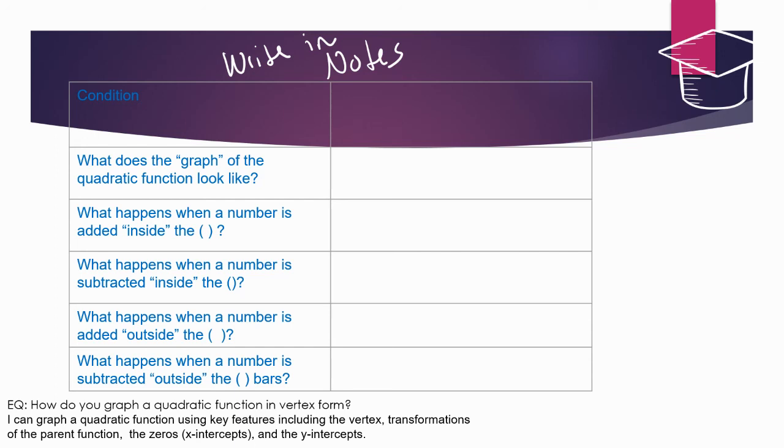So you should know, what does the graph of a quadratic look like? What happens when the number is added inside? So basically, if we had an x plus 3 squared, what would that look like? What if we have it subtracted, x minus 3 squared? What does that do to the graph? What happens when the number is added outside? So if we have something like x squared plus 3 versus x squared minus 3. So basically, what do all those things do to the graph?